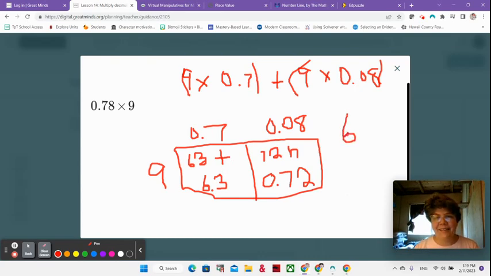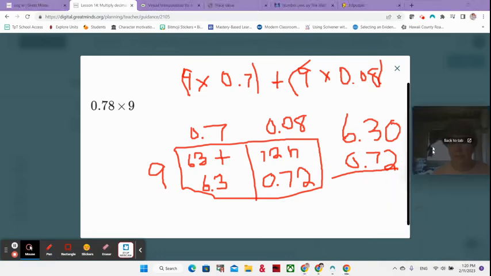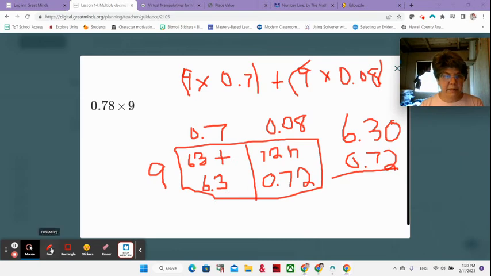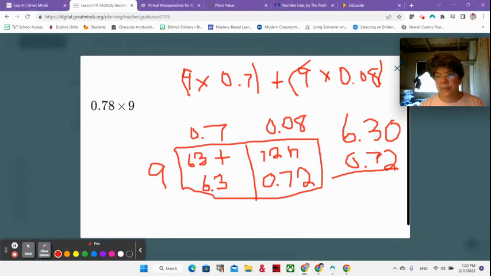Okay, then we're going to add it together. 6 and 3 tenths plus 72 hundredths, right? We break it apart, we multiply, and then we put it back together. And make sure that you're lining things up, right? That's what we learned in our last topic B, that we have to have our decimals lined up, our tenths lined up, our hundredths lined up. So 2 plus 0 is 2. 3 plus 7 is 10. I'm going to put down the 0, carry the 1. It's going over to the 1's place. 6 plus 1 is 7. 7 and 2 hundredths. Okay?